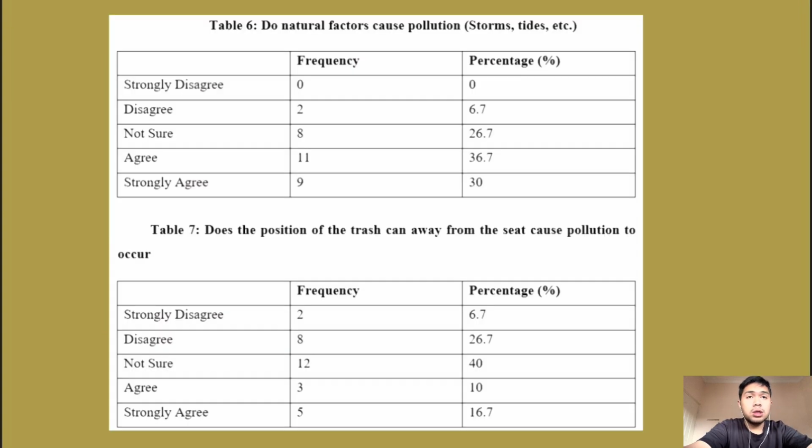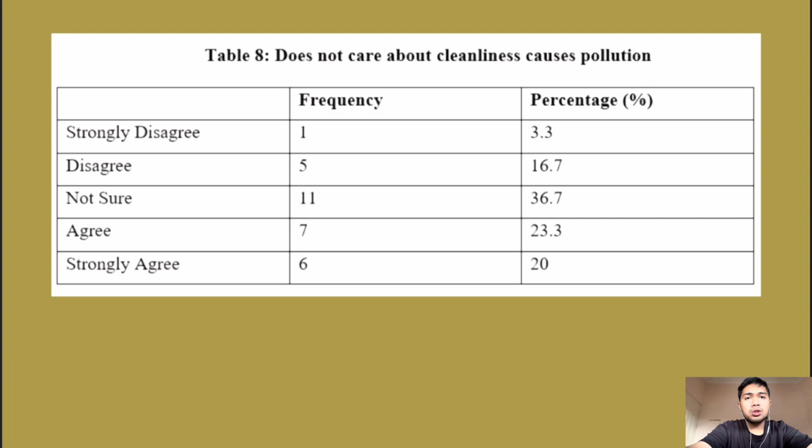Table 6 shows the question about whether natural factors cause pollution. Most respondents answered agree, which is 11 respondents, while the least respondents answered disagree, which is 2 respondents. Next, table 7 shows the question about whether the position of the rubbish bin away from the seat causes pollution. Most respondents answered not sure, which is 12 respondents. Most respondents are not sure of this cause, which contributes to the pollution of ecotourism areas. Table 8 shows the question about whether a lack of concern for cleanliness causes pollution to occur.